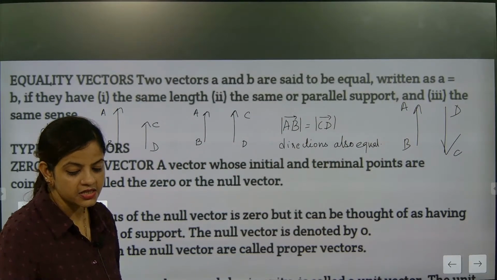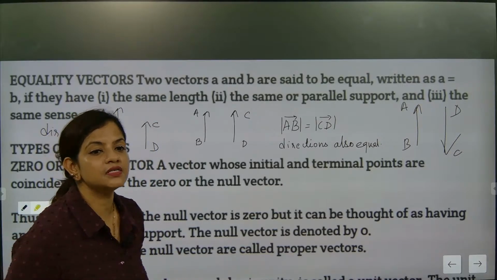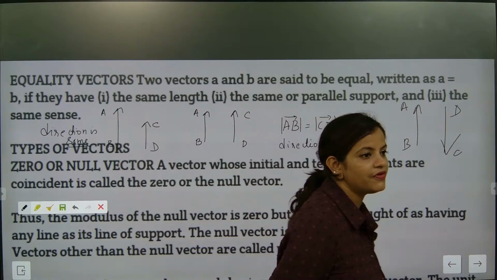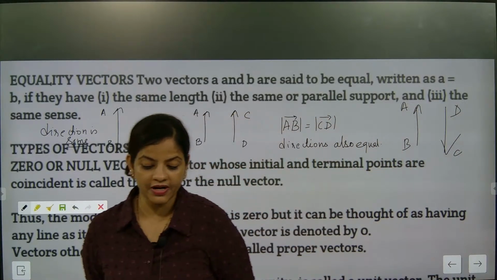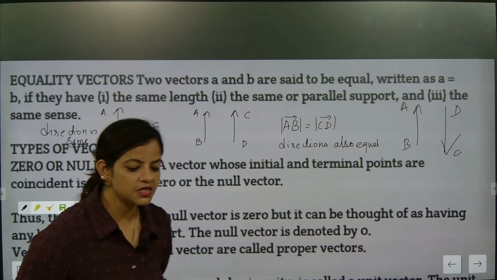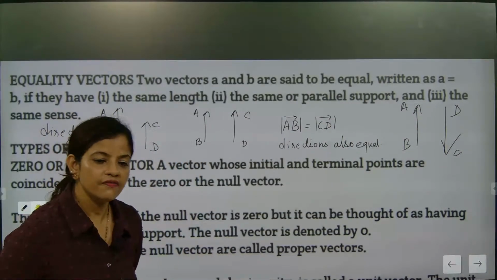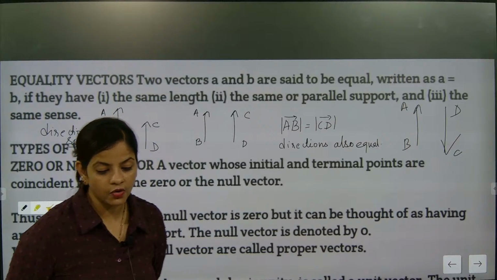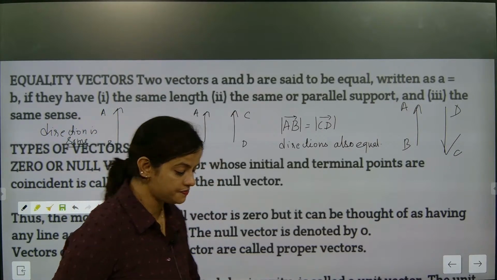So hello Himanshu, they will be considered as what, beta? They will be considered as unequal vectors. I hope you have understood this one. So this is exactly the case of equal vectors, unequal vectors and equivalent vectors. Now beta, what is the meaning of zero vector?